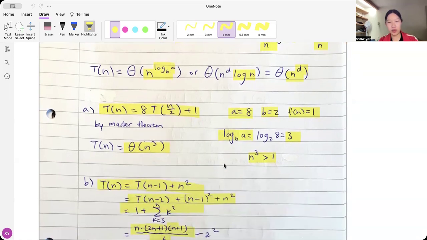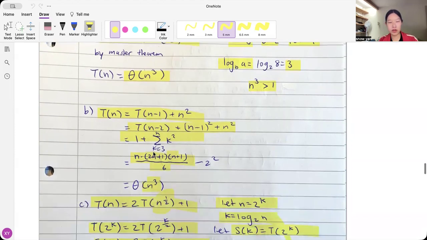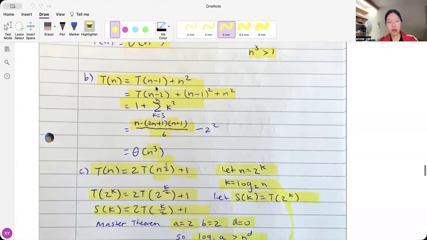Then we just apply the theorem for the first part. We're asked T(n) = 8T(n/2) + 1. This fits the master theorem exactly. So we have a = 8, b = 2, f(n) = 1. We see that log_b of a is equal to 3, so n cubed is greater than 1, so our complexity is n cubed. Pretty straightforward.